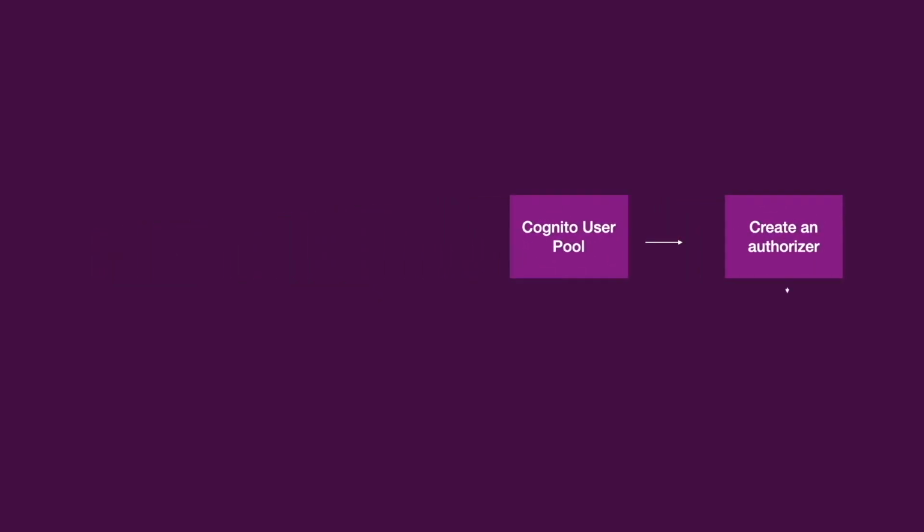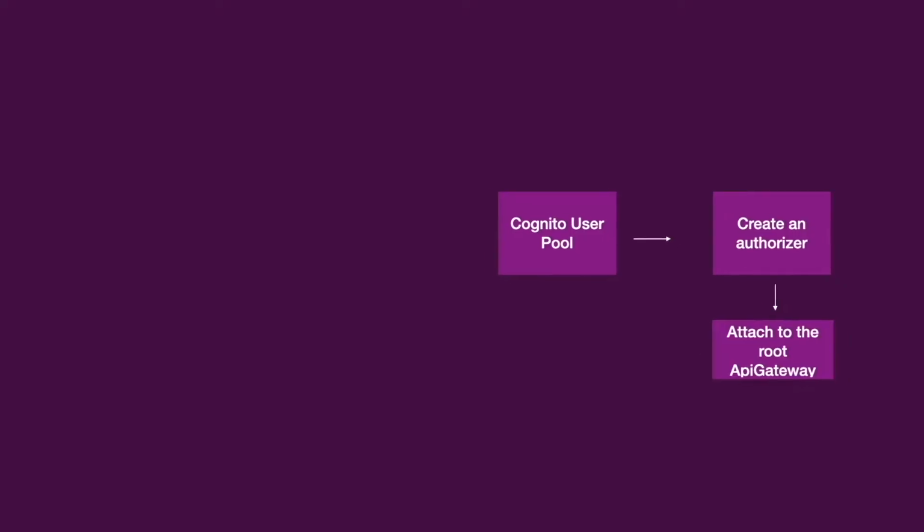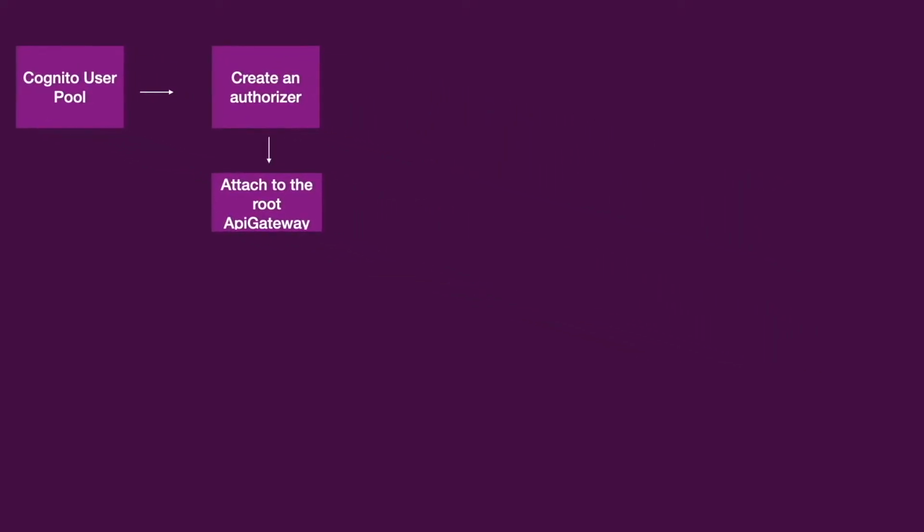So the approach is going to be something like this. We start with the existing Cognito User Pool, which we built in episode 8. And then, based on this Cognito User Pool, a new custom authorizer would be written. Also, as this authorizer is going to be written, we are going to associate the authorizer to a root API gateway, which is something we are also going to be developing during this video.